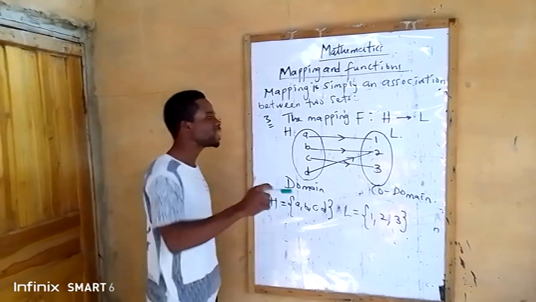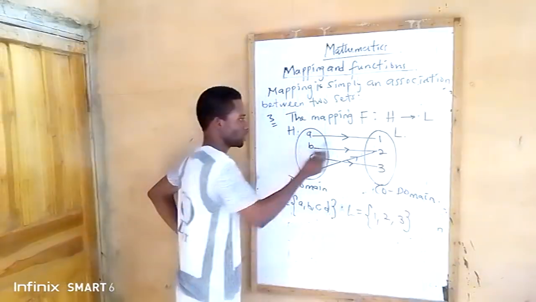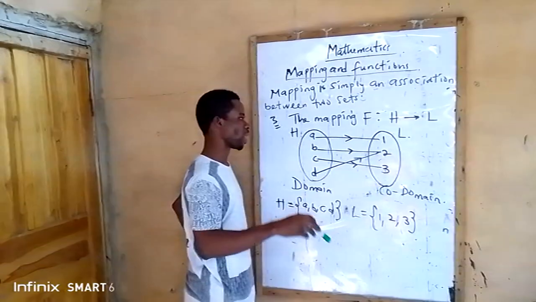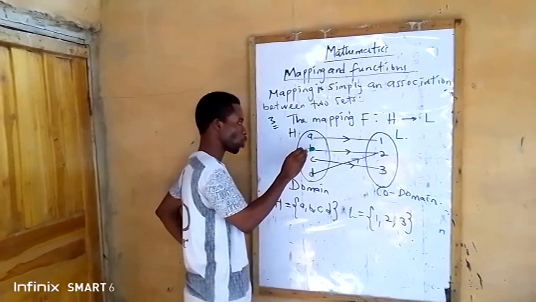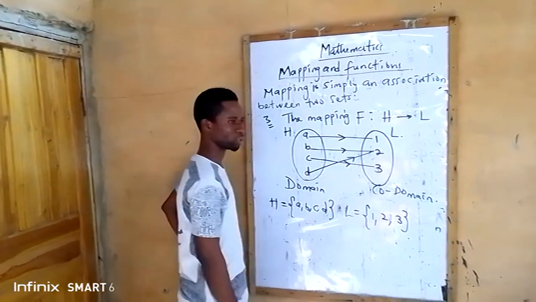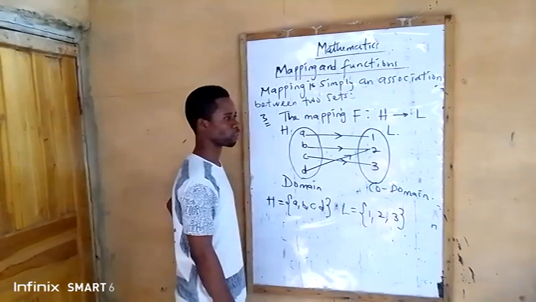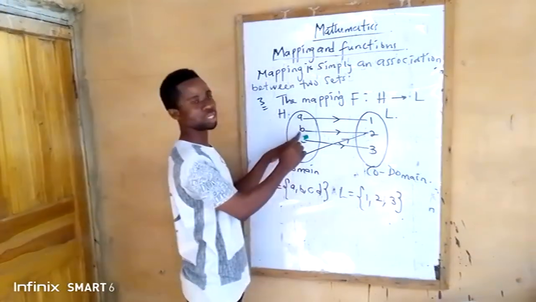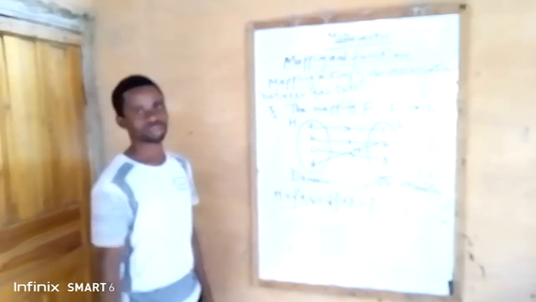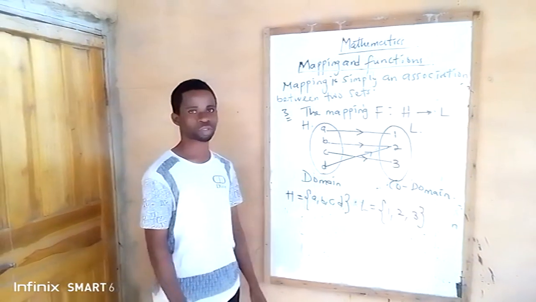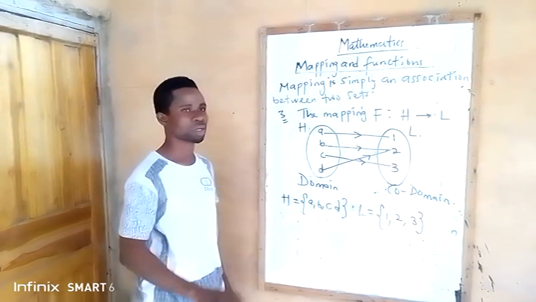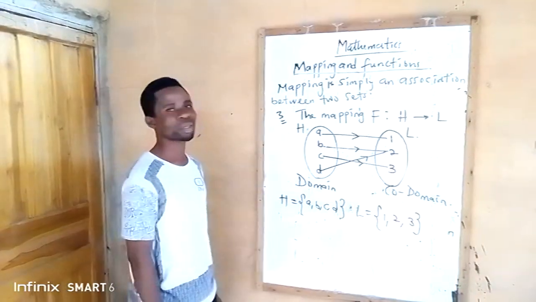Now, if B goes for 2, B goes for 2, it's possible. But it is not allowed for one element in domain to go for two in codomain. So that diagram is no more a mapping and function diagram. Let's say B alone now goes for 1, and the same B also goes for 2. It's not done like that. So that kind of diagram is no more a mapping and function diagram. I'll show you some diagrams that are not mapping and function diagrams. But this one is a mapping and function diagram.